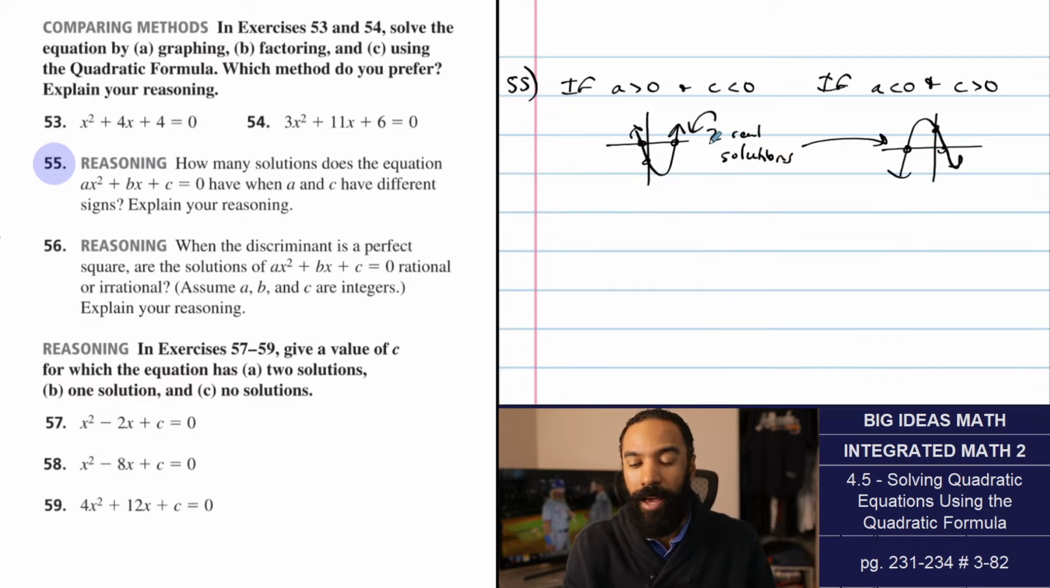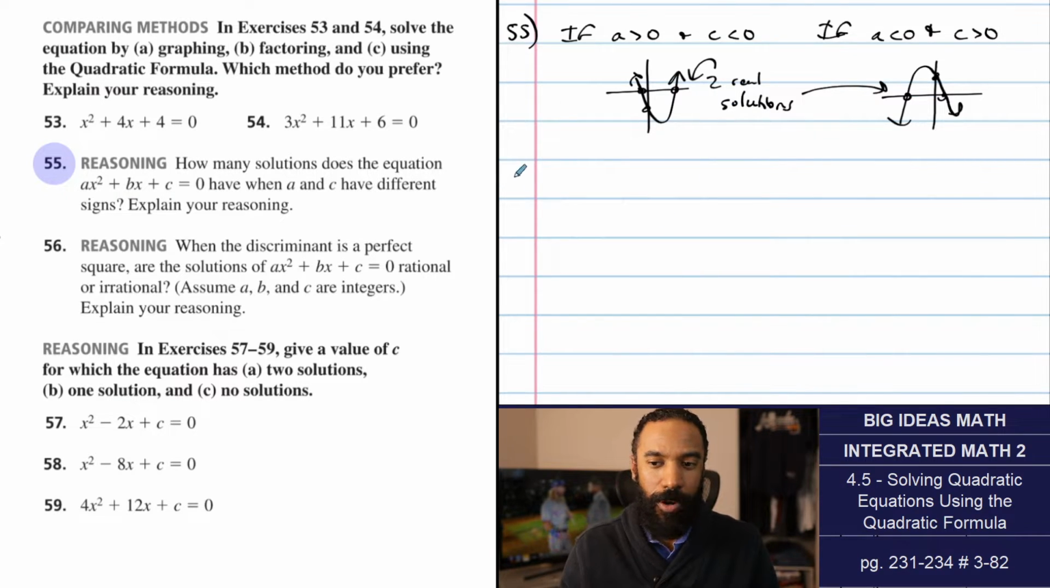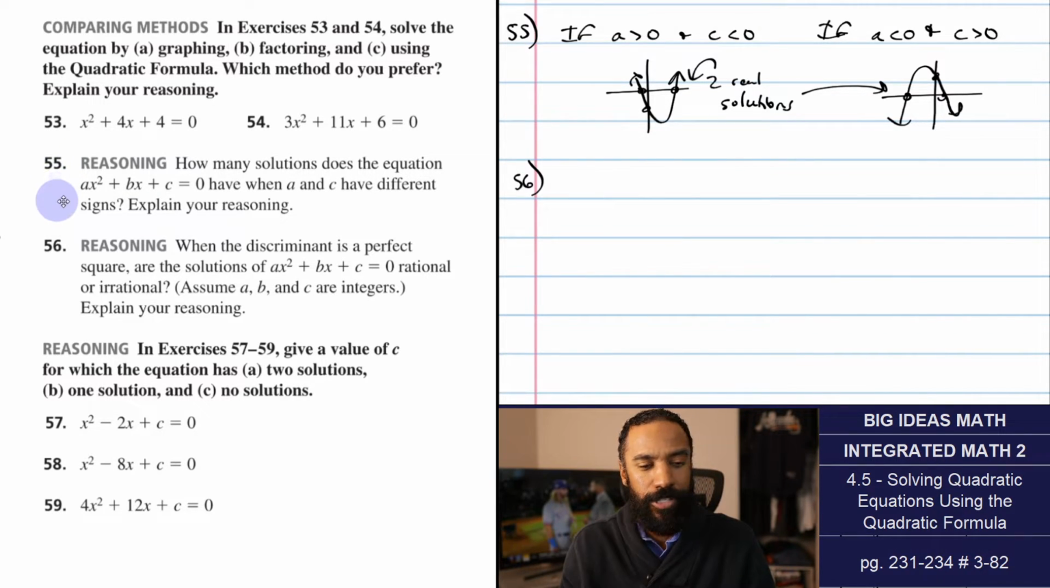So we don't have to test discriminants on those if we're trying to see how many solutions there are. We'll just know automatically. We can't guarantee it for the other ones. If a and c are the same sign, we can't guarantee. We have to test it.